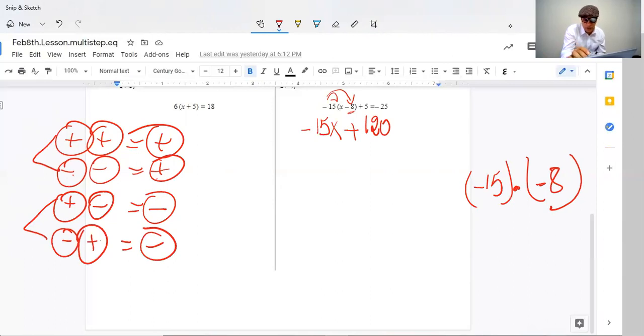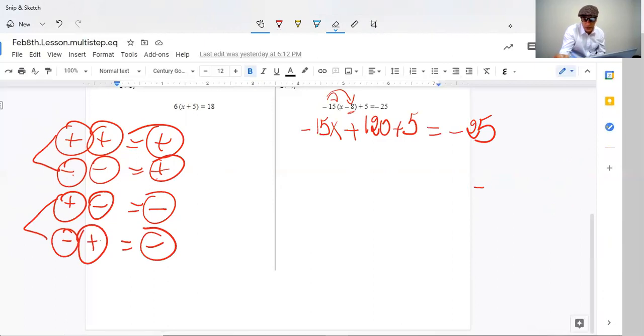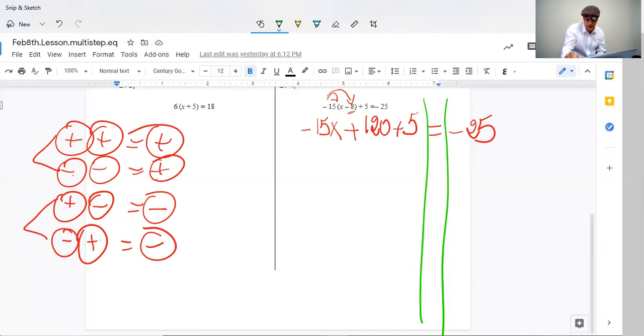And just complete what was there already. There was a plus 5, nothing happens to that, equals to negative 25. Okay, so we got rid of the parentheses. Now we can move on and solve the equation. All right, so before we're gonna solve the equation, actually we have to do combine like terms. Anything that's like each other, we're gonna simplify it.